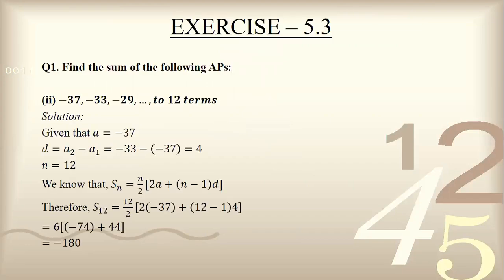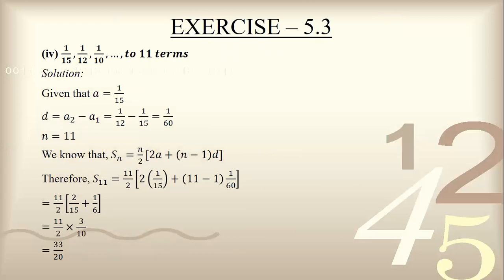Find the sum of the following APs. Minus 37, minus 33, minus 29, up to 12 terms. So given that a is minus 37, d is second term minus first term, which is minus 33 minus minus 37. So answer is 4. n is 12. So we know that Sn equal to n by 2 into 2a plus n minus 1 into d. So S12 is 12 by 2 into 2 into minus 37 plus 12 minus 1 into 4. 6 times minus 74 plus 44 is minus 180. So sum of 12 terms of this AP is minus 180.